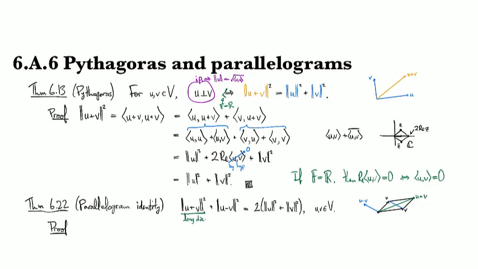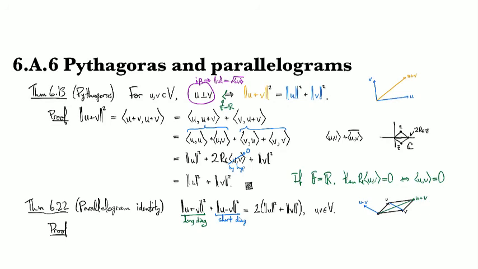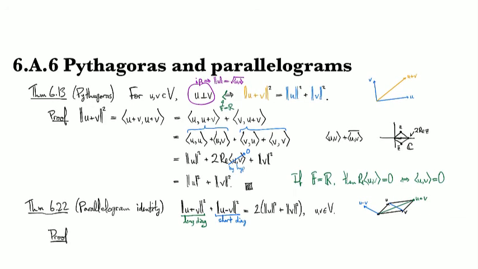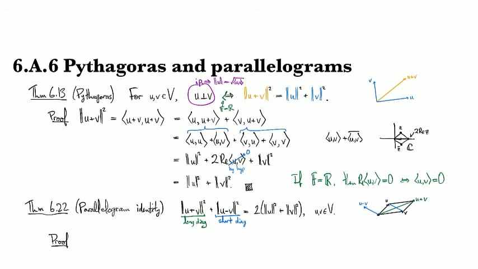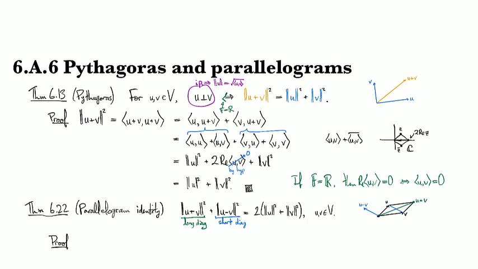All right, so we can think of this identity as talking about the long diagonal and the short diagonal and the relation that these have to the side lengths themselves. Okay, all right, so that's the meaning of the parallelogram identity. So to prove this, we're going to do the same sort of calculation that we had before.